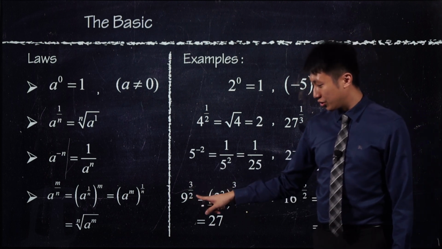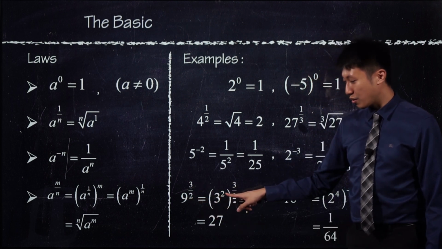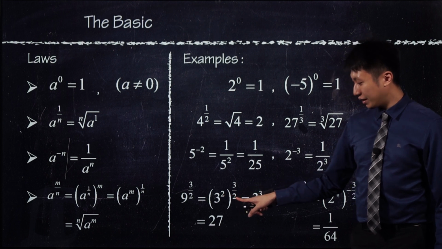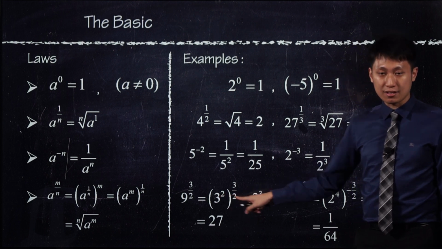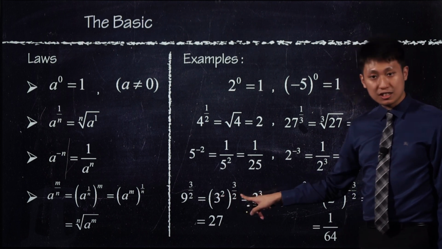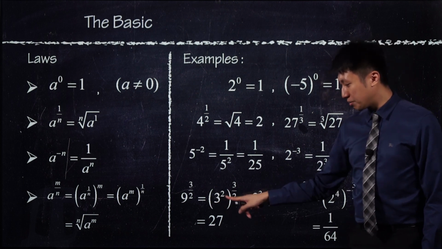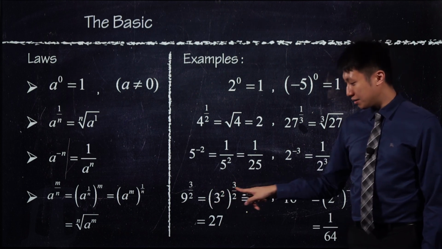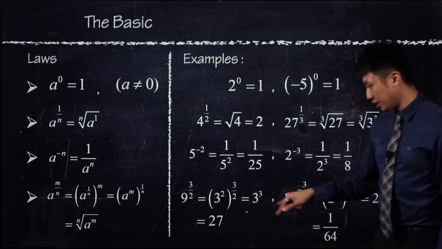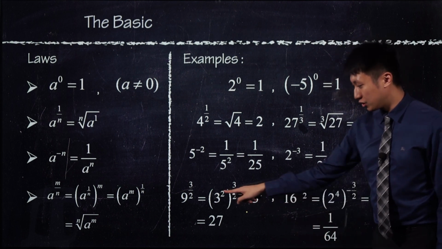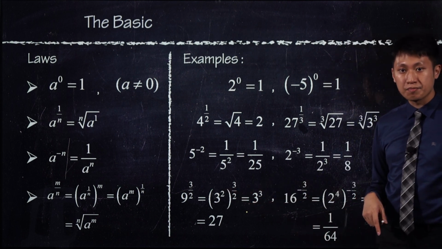So 9 to the power 3 over 2, you should write 9 as 3 square. And this is power and this is root, so they can be cancelled off. And multiplication, still remember, the whole thing to the power of something, the powers just multiply together. So it gives you 3 to the power 3. The 2 and the 1 over 2 will be cancelled off.